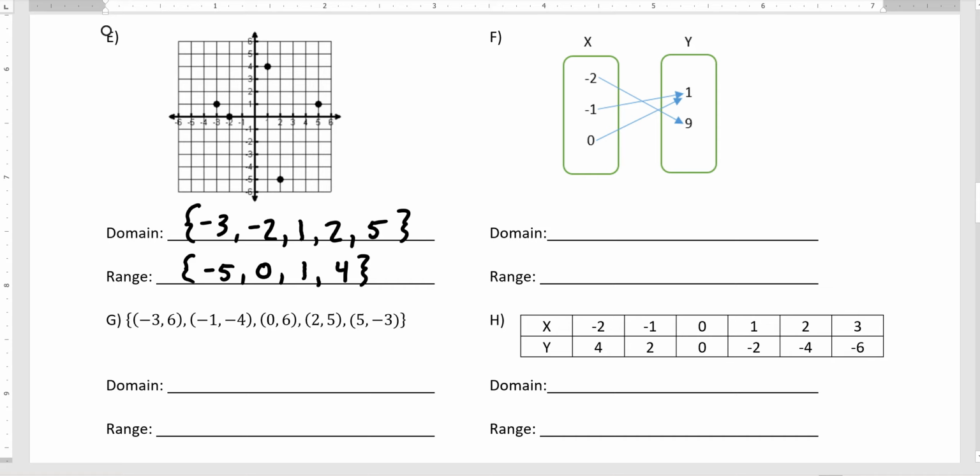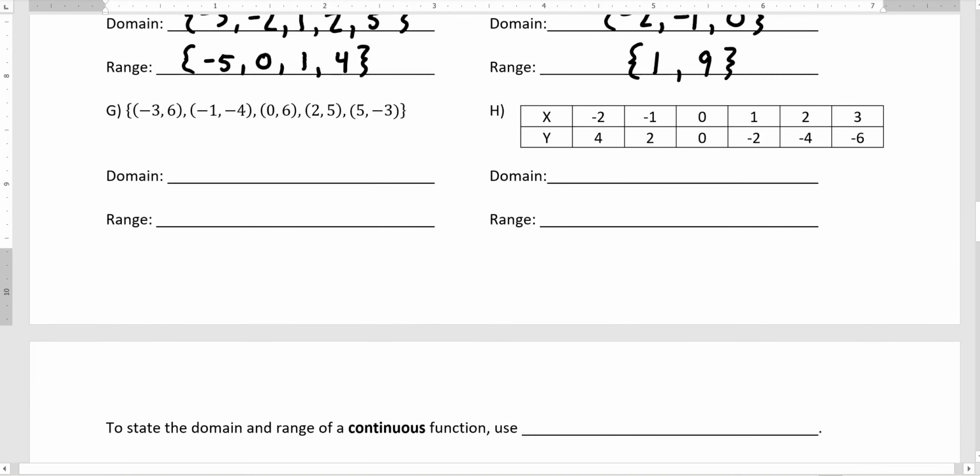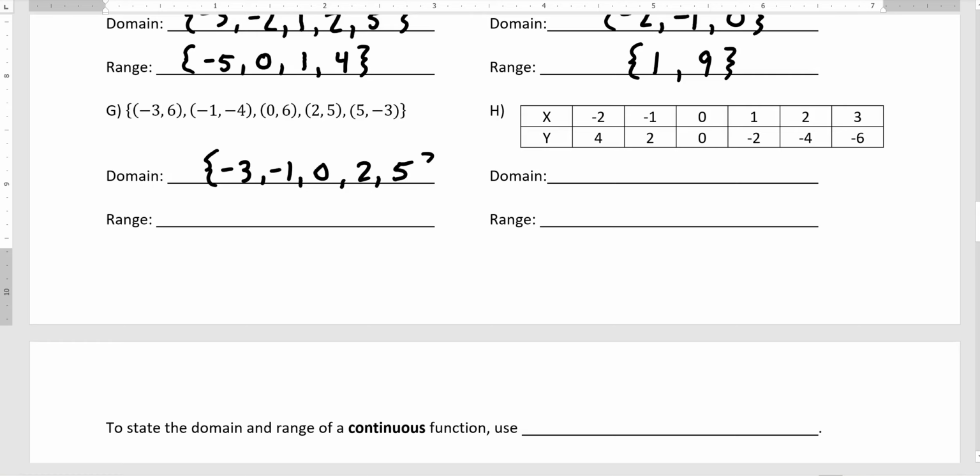All right, looking at letter F. Domain are my inputs, or my x values, remember? So I would have -2, -1, and 0. And then my y values would be my range, so I would just have 1 and 9. Excellent. All right, looking at letter G here, my domain would be my x values of -3, -1, 0, 2, and 5. My range would be my y values. Let's see if we can get these in order. So we'd have -4, and then -3, and then 5 and 6.